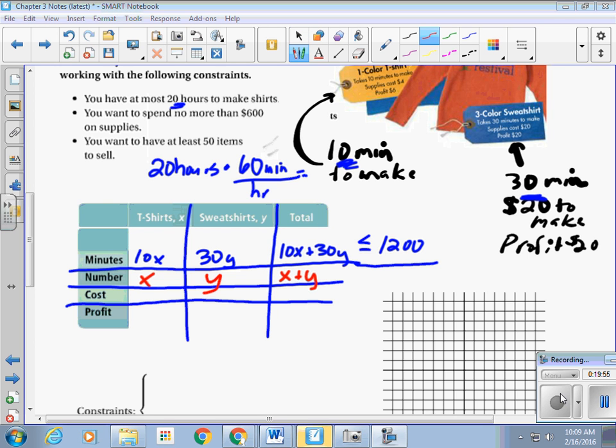Huh, say that again? Well, it's going to be defined by our constraints. So the number of t-shirts and the number of sweatshirts has to be at least 50 items. So we want that to be bigger than or equal to 50.